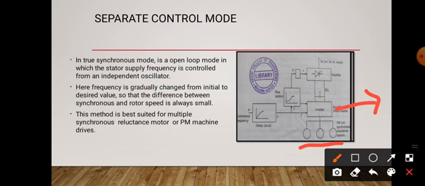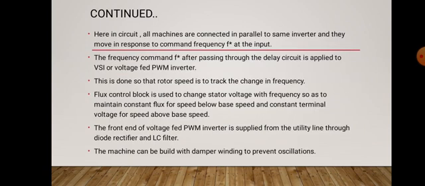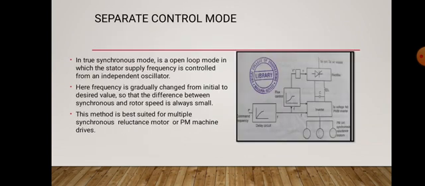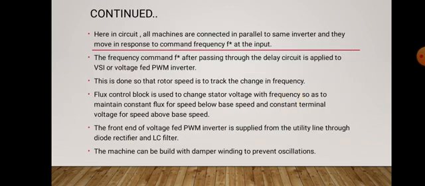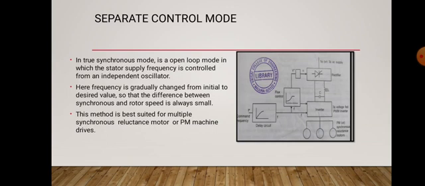Why this flux control block is used is to change the stator voltage with the frequency so as to maintain constant flux for the speed below the base speed. For that purpose only, you have to change the stator voltage with the change in the frequency. For that concept only, this flux control block is being used. This method is suited for multiple synchronous reluctance motors or permanent magnet machines.